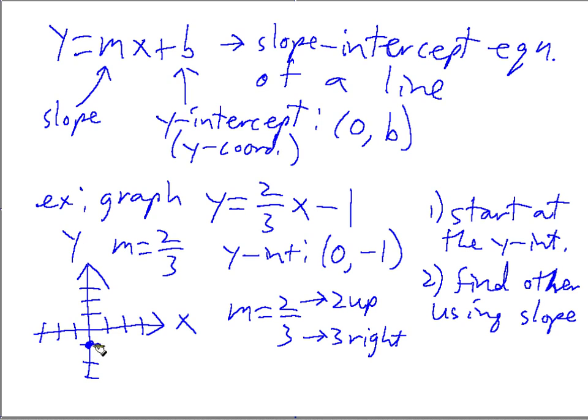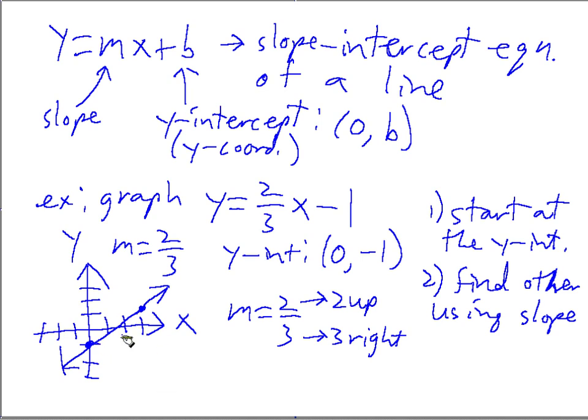From here, from this starting point, I'm going to follow this recipe, this formula, all right? And that means I'm going to go 2 up. The next point is going to be 2 up and 3 to the right from this starting point. So I'm going to go 2 up, 1, 2, 3 to the right, 1, 2, 3. Put a point, okay? That's my next point, okay? So let's go and connect them, all right? And we have our line, okay? So this is the graph of 2/3 x minus 1, if you will.